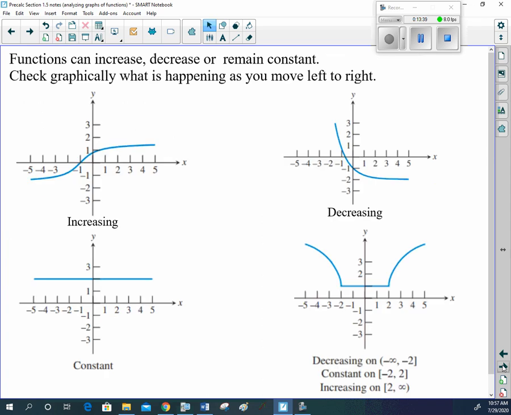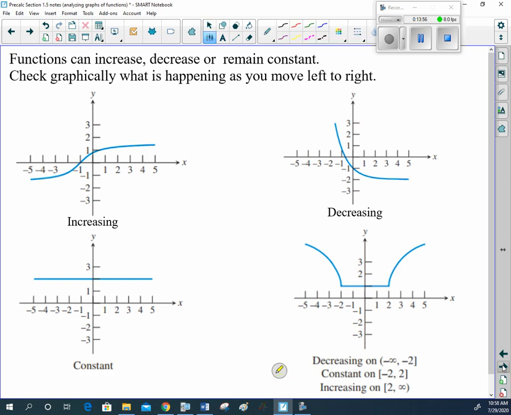Functions can increase, decrease, or remain constant. Check graphically what is happening as you move left to right. So we always describe what our graph is doing as we move left to right. That has to be the same, because if some people were going right to left, you would get a different answer. So we always check moving left to right.